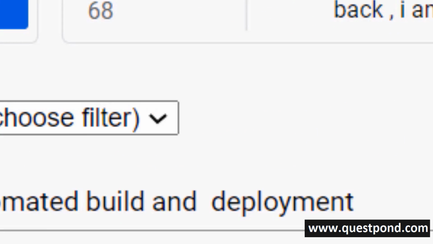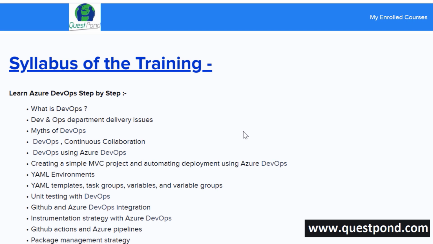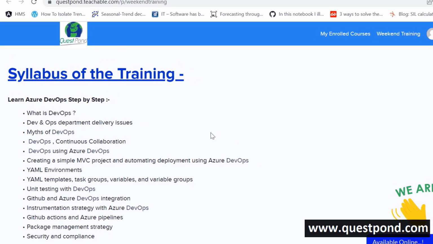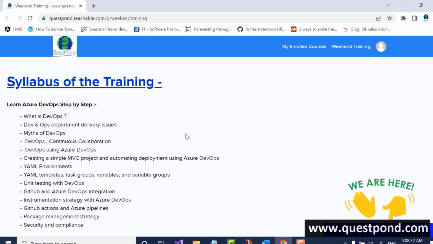And from that perspective, we are also having a training which is going to start from next month. This training is on Azure DevOps, right? In this training, my goal is to help you understand how we can use the Azure toolset to create the whole automation of DevOps, right? So we'll try to understand what exactly DevOps is. We'll create a simple MVC project and do the automation, deployment, and testing and everything through Azure DevOps.